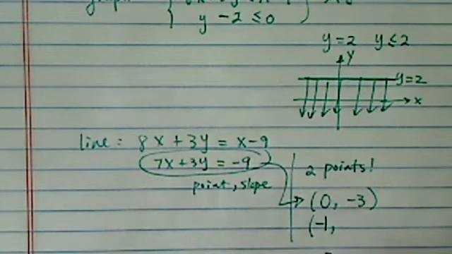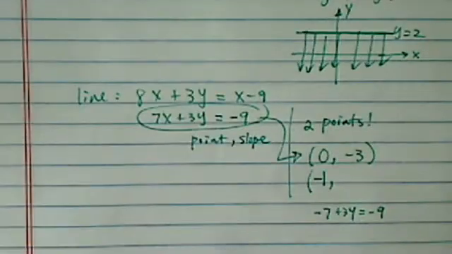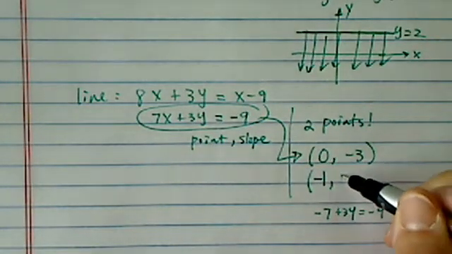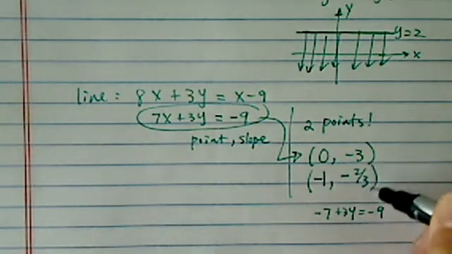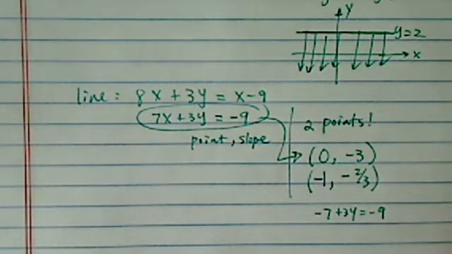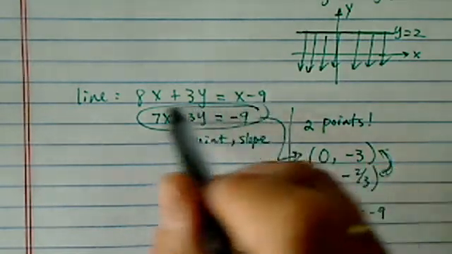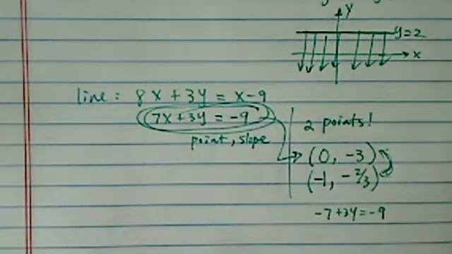So now I have minus 7 plus 3y equal to minus 9. So I'm going to solve what y is equal to on this part. It happened to equal minus 2/3. Okay, pause the video if you can't see those 2 points. Make sure you can grab those 2 points from this equation here.